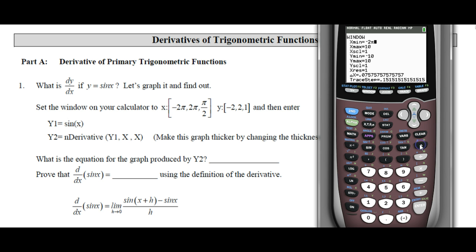So negative 2 pi, and pi day, is it Saturday or Sunday? What's today? Saturday. Okay, it's Saturday, yeah. So sorry, we can't celebrate pi day here.